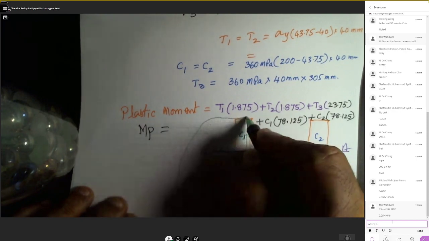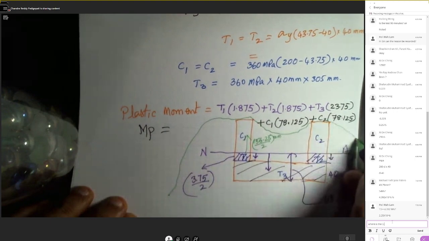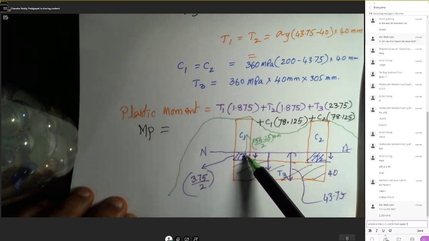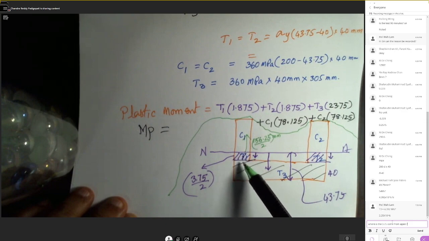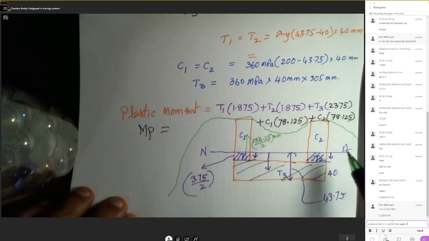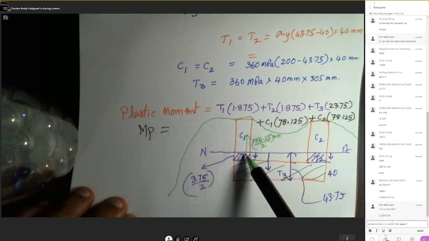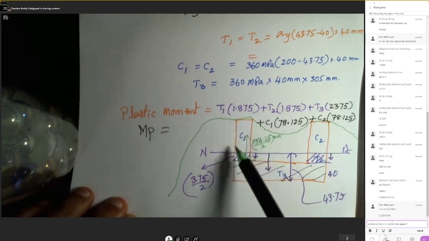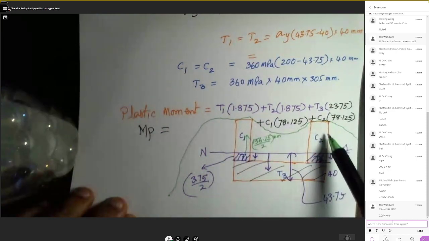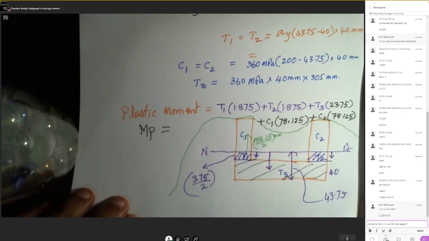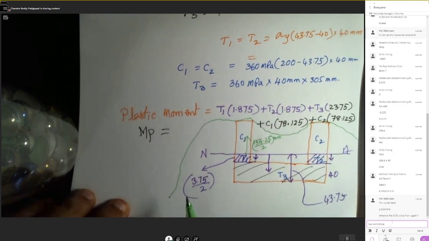So I separate out this. The calculation is T1 multiplied by this distance from the neutral axis to the center of the T1 zone. Then plus T2 multiplied by the same distance. Then plus T3 multiplied by the neutral axis to the center of this T3 zone. So plus C1 multiplied by from the neutral axis to the center of C1. Similarly, plus C2 multiplied by the distance to the center. Guys, any questions, let me know. Otherwise, I'll leave this to you for calculation purposes.